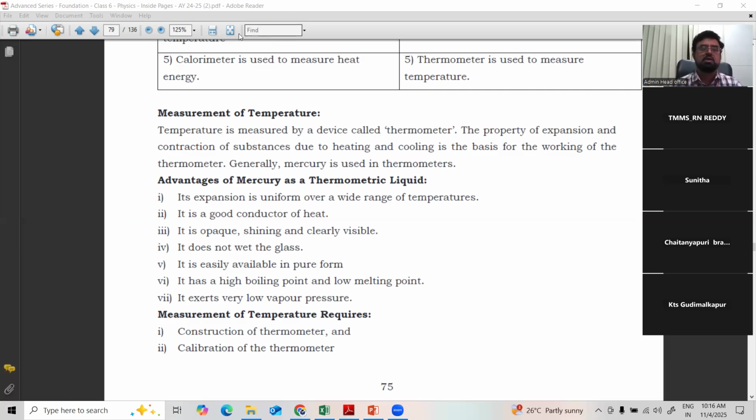Measurement of temperature. This is very important. Temperature is measured by a device called thermometer. Most of you might have seen it at home, at least to measure your body temperature. The property of expansion and contraction of substances due to heating and cooling is the basis of working of thermometer. So how does a thermometer work?